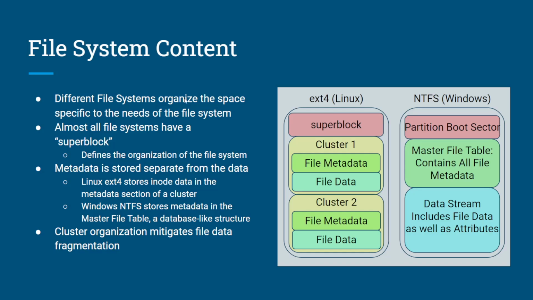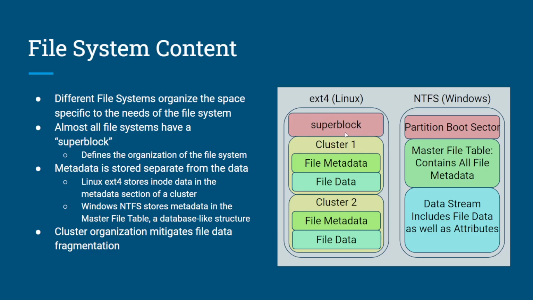So I have two file systems that are demonstrated here. There's the ext4 file system, which is fairly common for Linux, and there's the NTFS file system, which is common for Windows. Now, most file systems will have a particular part of that partition that is always in the same place, called a superblock. Windows NTFS has a partition boot sector, but it serves the same purpose. I'll refer to it as a superblock.